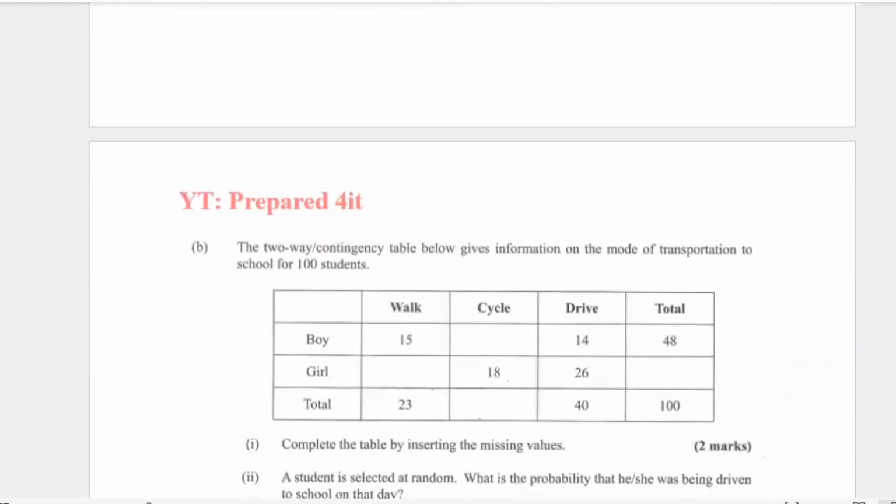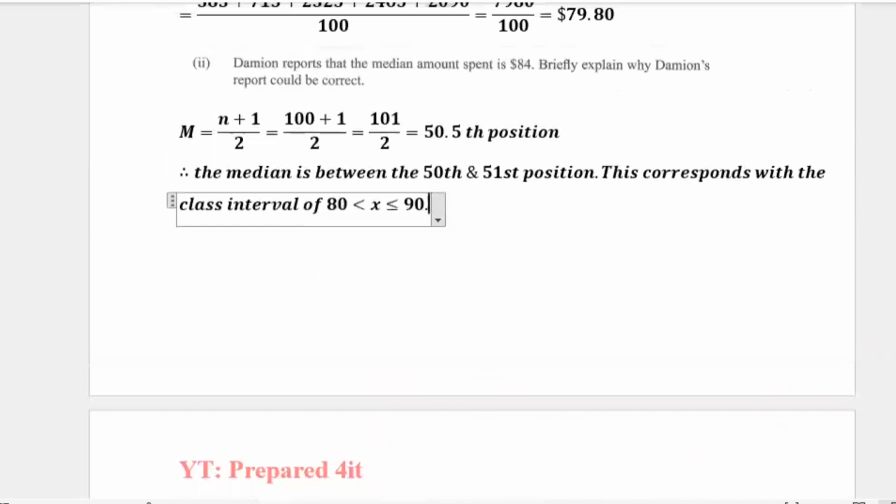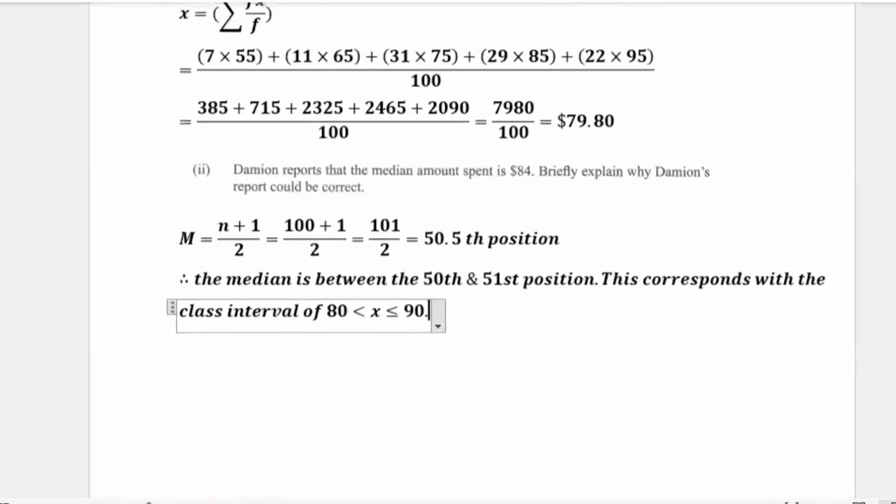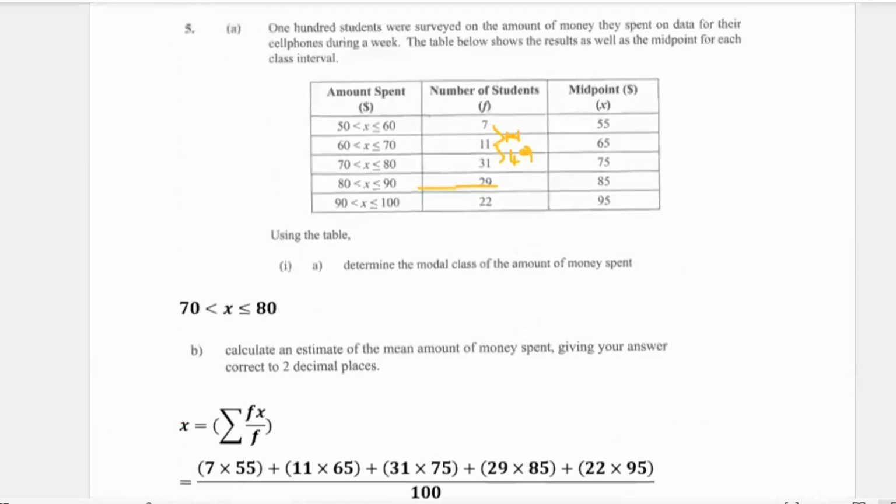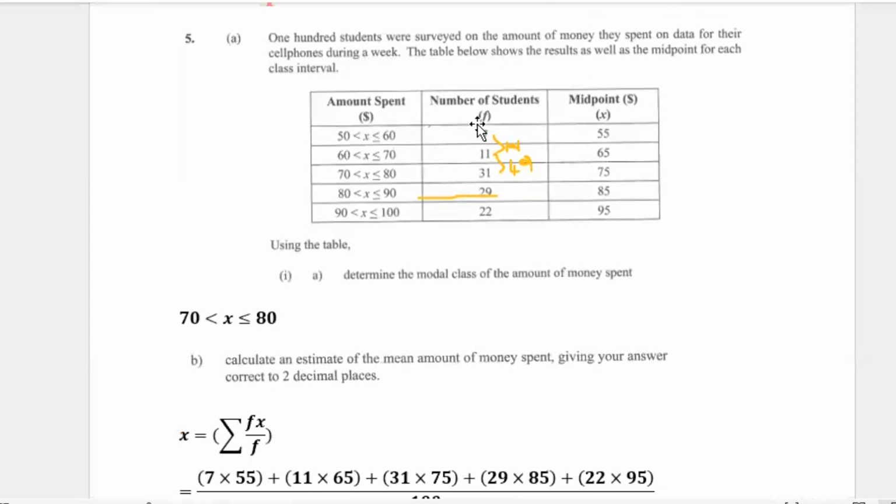Sir, if you put things in order, would you get it on the table? Which order? If you rearrange the frequency in order. As in, you'd put what? 11, 7, 11, 22, 31? Yeah, 22, 29, and then 31.